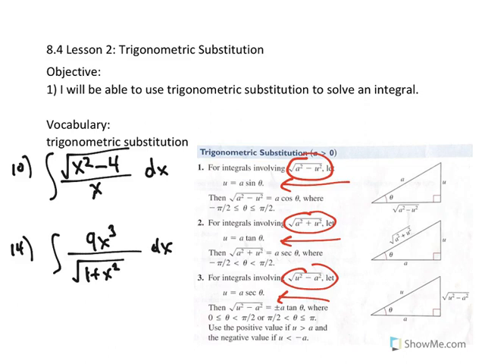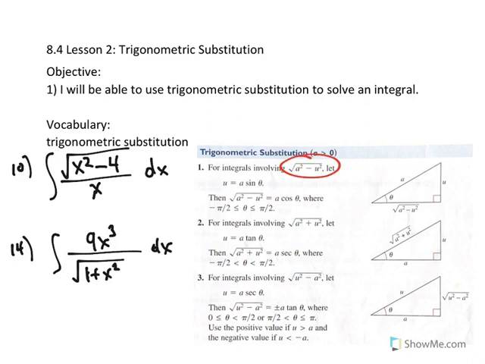So for number 10, we have to look at the radical expression and decide which of these 3 forms it matches. In the first form, you have the square root of the square of a constant minus the square of a variable expression. And in the third form, you have the square root of the square of a variable expression minus the square of a constant. And that's what we have for number 10. So we're going to use the third trig substitution for number 10, and we will take a look at how we do that for our first example, number 10.